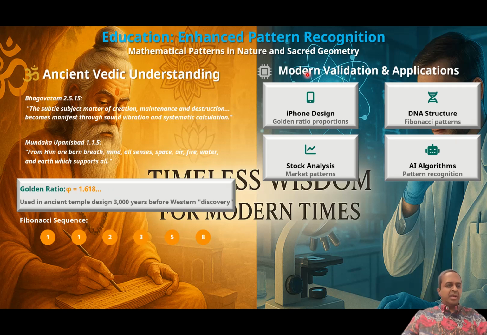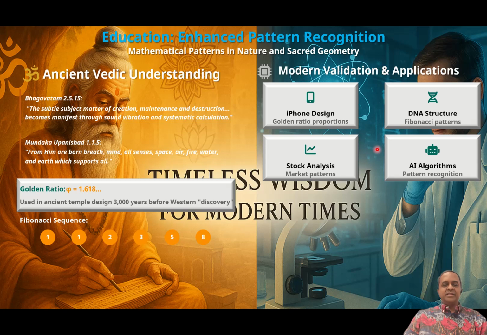So today, let's also start to look at different modern applications from a validation perspective. Let's look at the iPhone design, using golden ratio proportions for aesthetic appeal. The DNA structure following the Fibonacci patterns in its helical structure. And actually, on the back, you also see a picture of it in our background there.